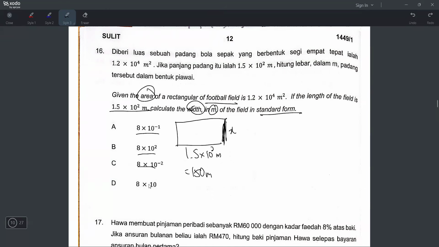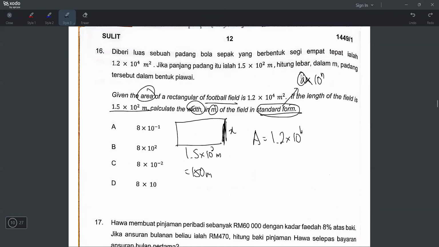Yeah, standard form. Okay, but they did give us the area. So the area of the rectangle is 1.2 times 10 power 4 in meter square. Okay, first of all, let's look at the unit. This is in meters. The width also they want in meter. The area also in meter square. So I think the unit is okay. Tak ada masalah. Sebab unit semua sama. Tak payah convert. And the other thing we have to take note here is the standard form. So standard form kita kena tahu dia punya bentuk mesti macam ni. A times 10 power n.